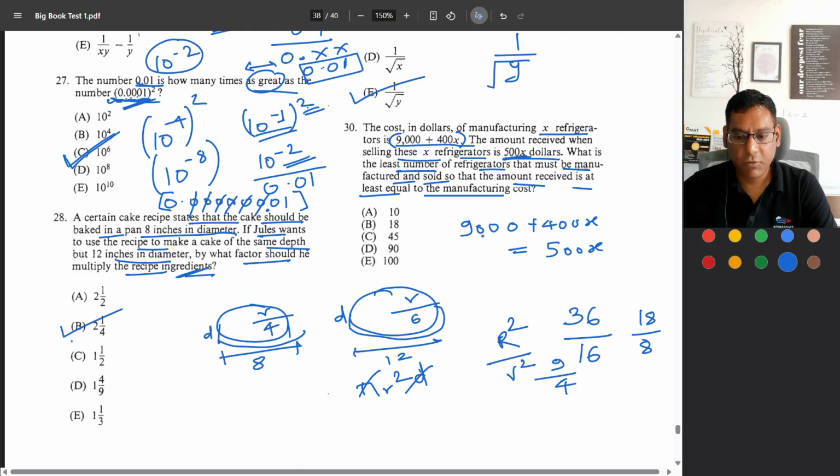Pretty straightforward. 9,000 is equal to 100x. So x has to be 90.